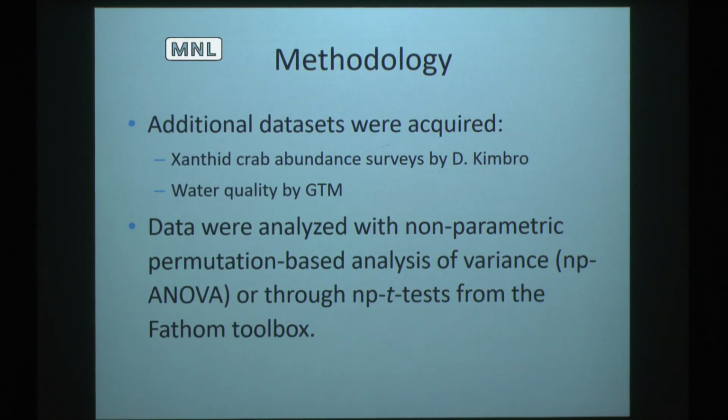I also acquired other data sets. I acquired xanthid crab abundance, and these are predatory crabs of juvenile oysters, such as stone crabs as well as mud crabs. And I also accessed water quality data from the reserve monitoring stations. These data were analyzed with non-parametric permutation-based analysis of variance, or NPT tests.